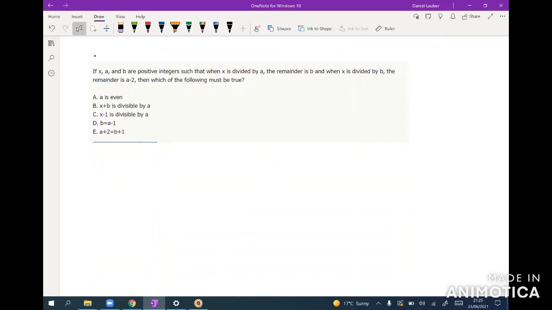Okay, if x, a, and b are positive integers such that when x is divided by a, the remainder is b. Okay, so in other words, x equals some amount of a, as in a times some number plus a remainder of b, and it's also equal to some amount of b plus a remainder of a minus 2, which of the following must be true.